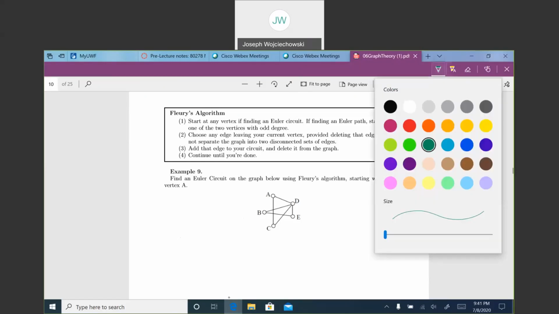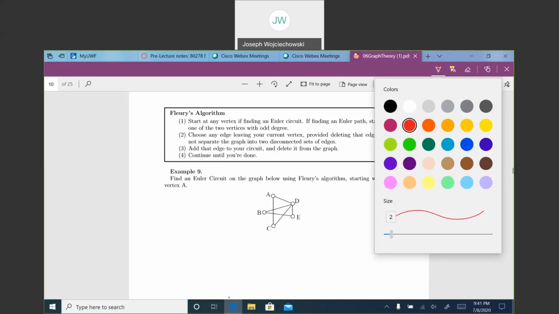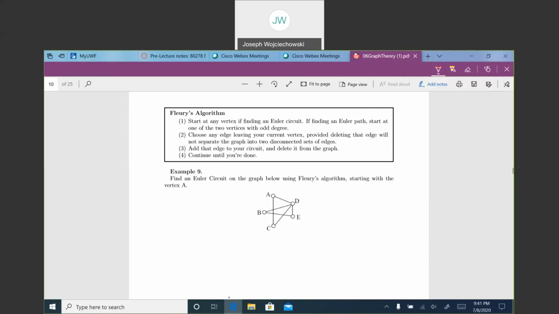So let's do this. Let's go back to red. Let's enlarge this a little bit. And I'm going to delete it by putting it in red. So looking at our degrees here, A has degree 2, B has degree 2, C has degree 2, D has degree 4, and E has degree 2. So, start at any vertex when finding a circuit. Are we finding a circuit? Yes, circuit. So, I'm going to start here at D.